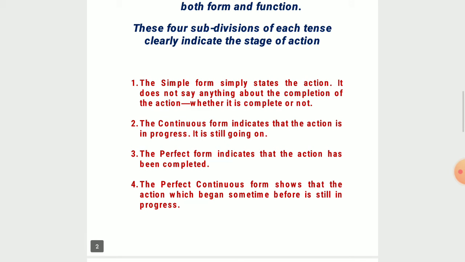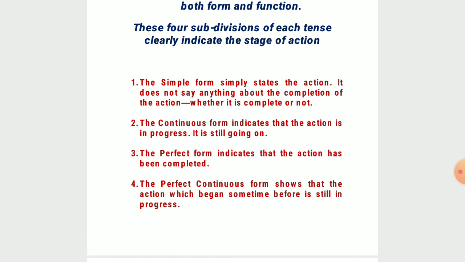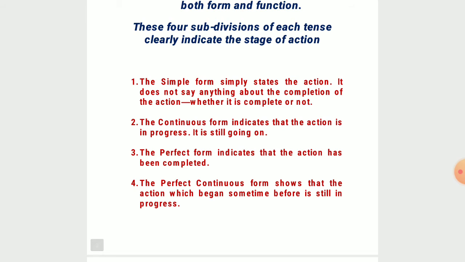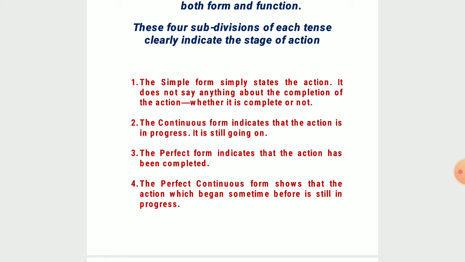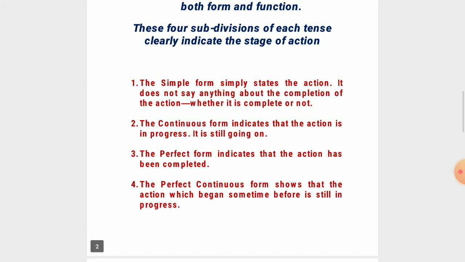Third important thing that you should all remember, the perfect form. Now in the perfect form, the action has been totally completed. The perfect continuous form shows that the action which started or began sometime before, that means it started a bit while ago, is still in progress, that is, it is still going on. So there lies the concept of the perfect continuous form.